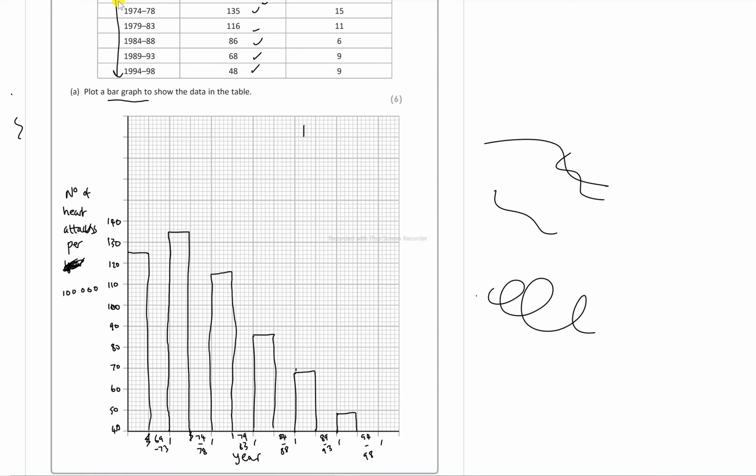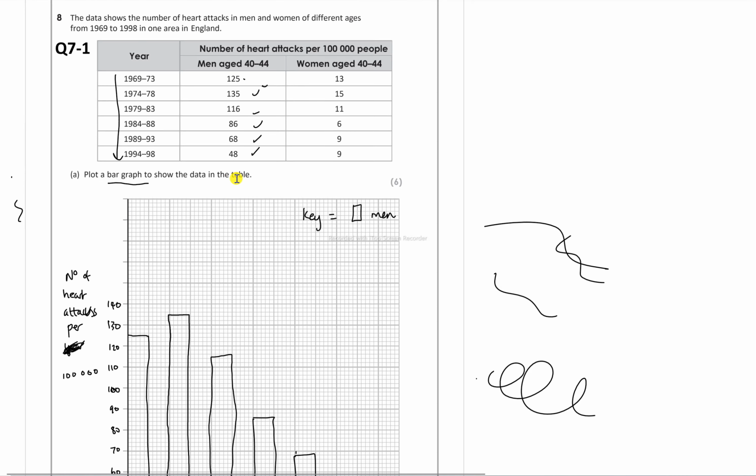Right, so we can put the key there. Black is men, and let's do women as red. Right, we need 13. Whoa! So I've just done all that. Right. That's why you should never do that.